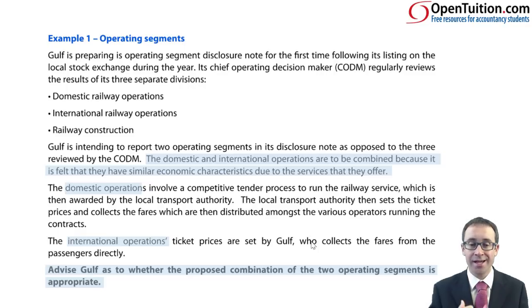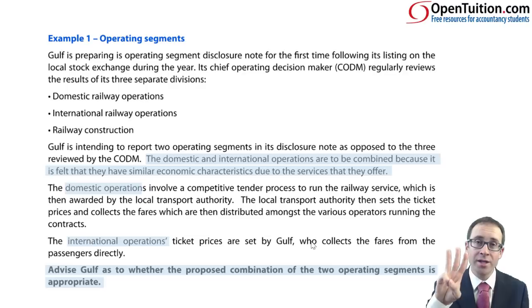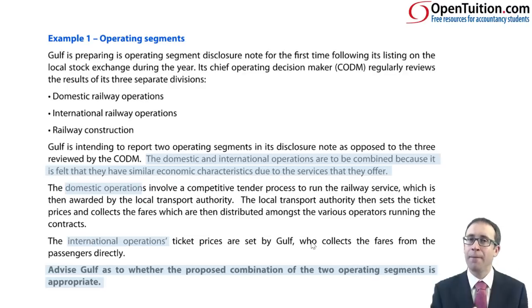The transport authority then sets the ticket prices. That didn't happen under the international operations, did it? It also collects the fares, so the local transport authority collects the fares. Under the international operations, we, as the entity, collected the fares, and when those domestic fares are collected by the local transport authority, that's then distributed amongst the operators running the contract. Doesn't look to me as if they are economically similar, does it? Not in the slightest. So therefore, even though they want to combine two of them together, no, those three segments need to be disclosed separately.